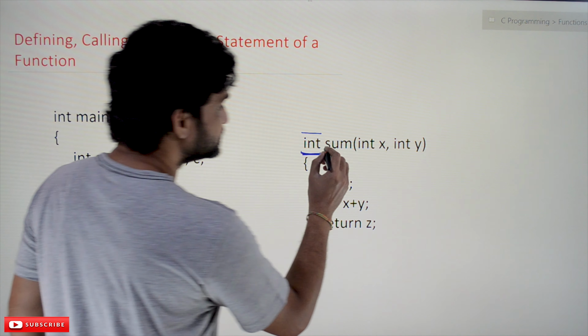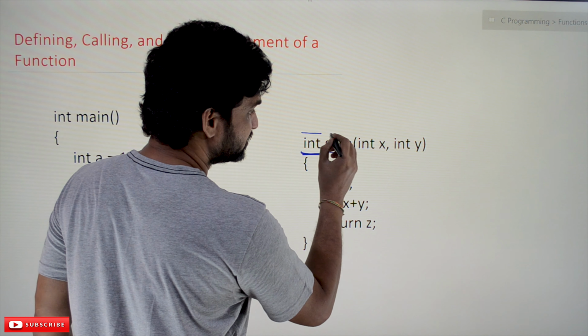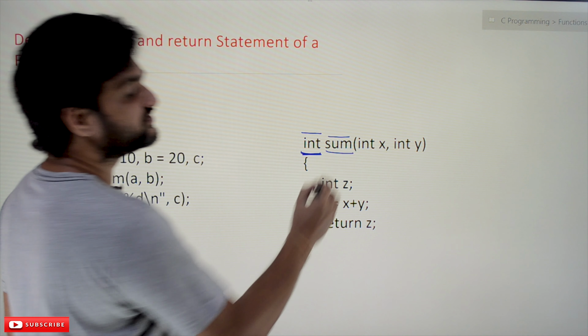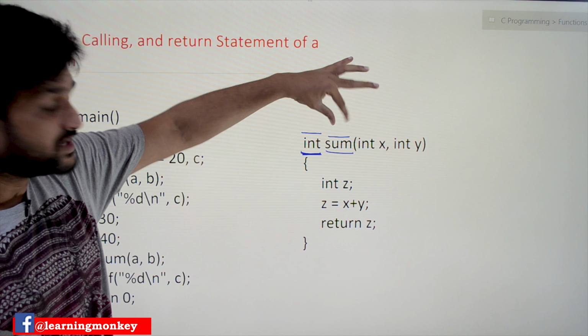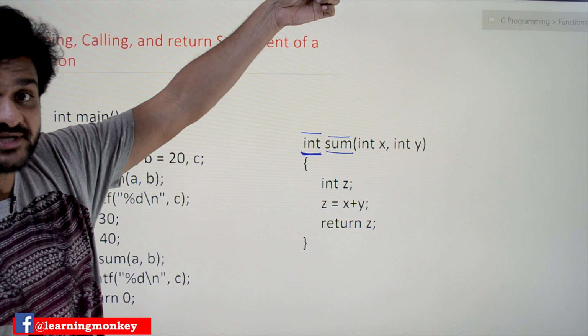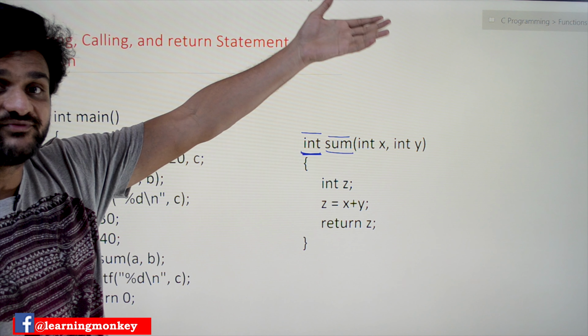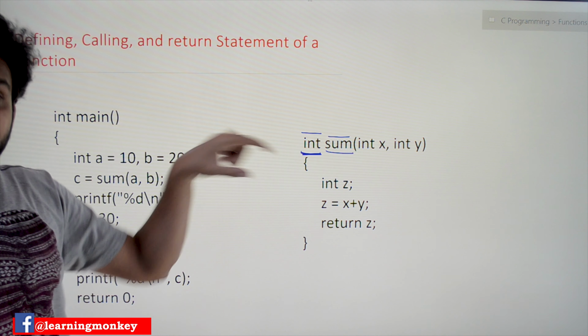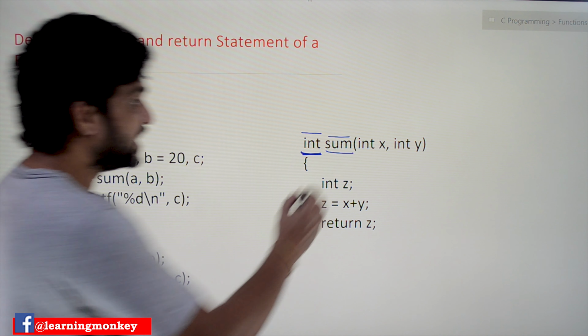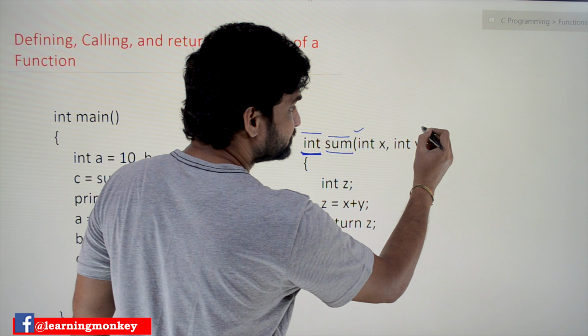Okay, and the next is the name of the function. This is an identifier. Name of the function is also an identifier. So here it is sum. The rules of the identifiers, which we have already discussed, will also be applied for the names of the functions. And after that, open and closed parentheses.